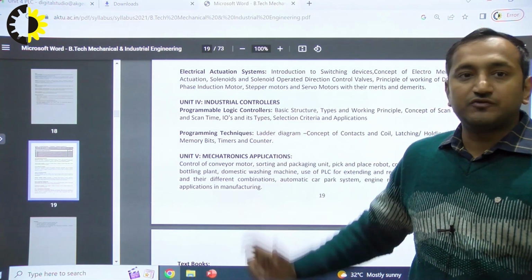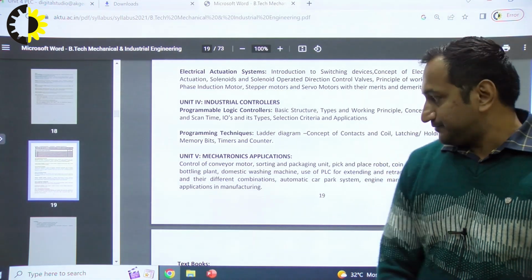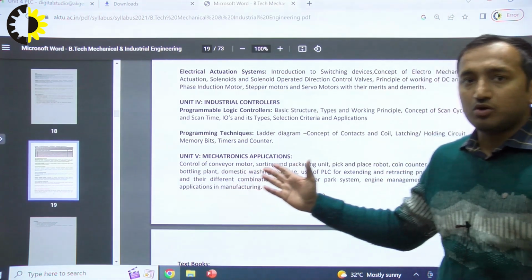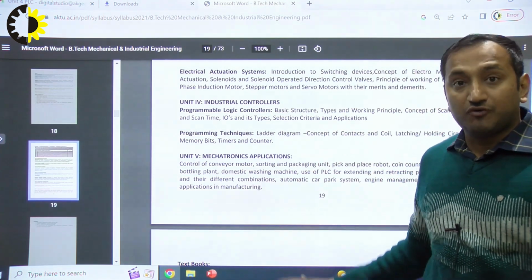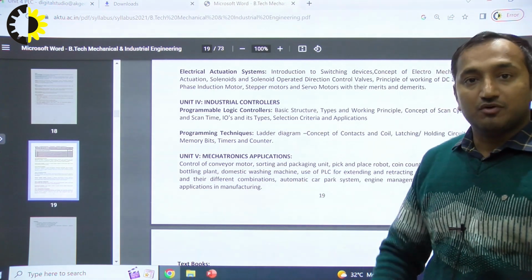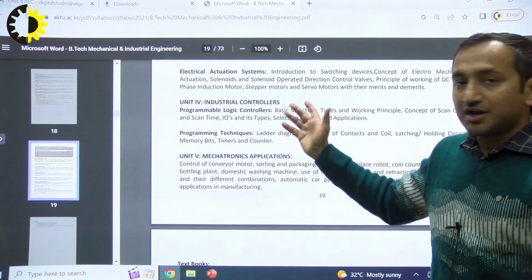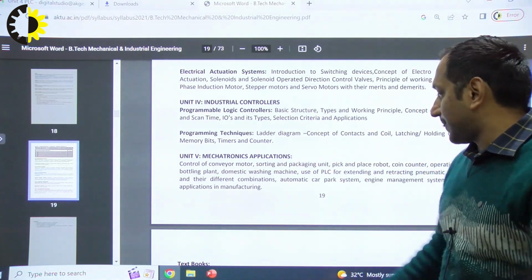In unit 5, which we will discuss in our next lecture, we deal with the mechatronics applications, in which we will be covering specific case studies of mechatronics, like how a pick and place robot works, or how an engine management system or automatic car system works. So let us now start our unit number 4, which is nothing but PLCs.